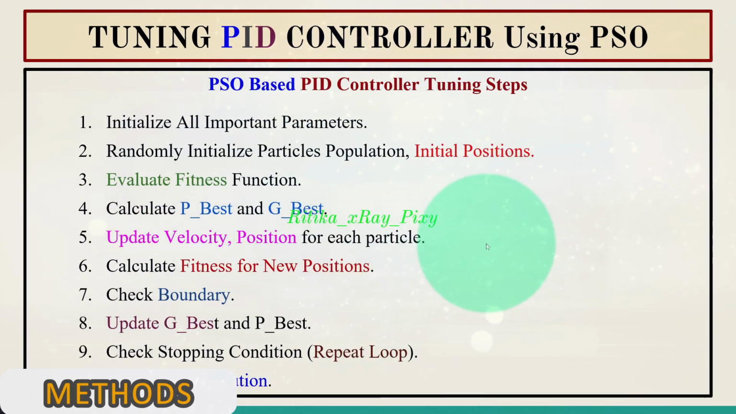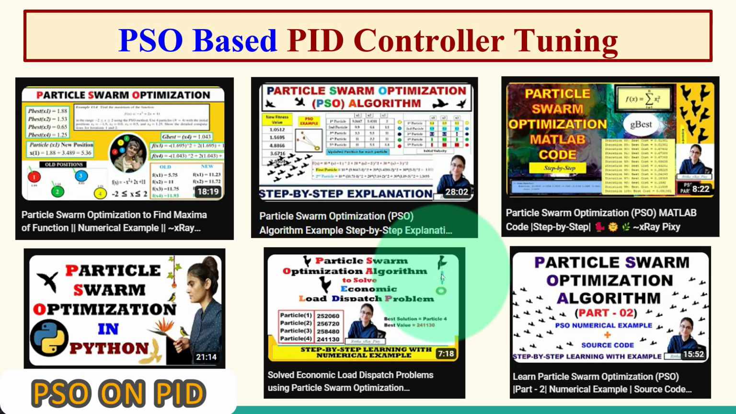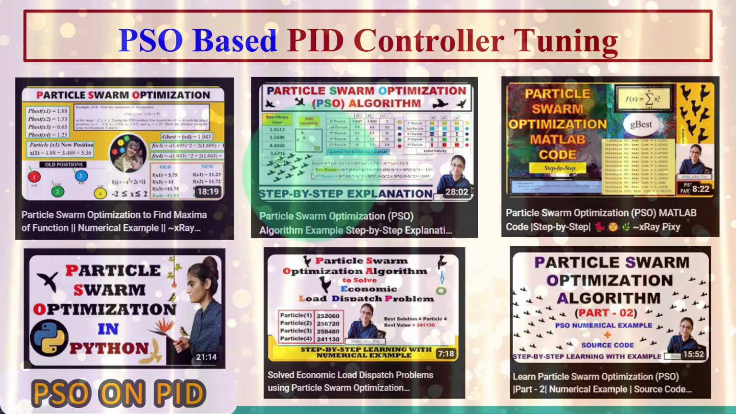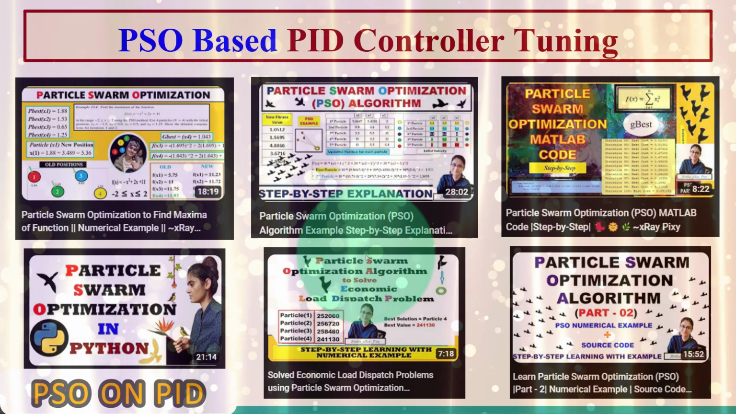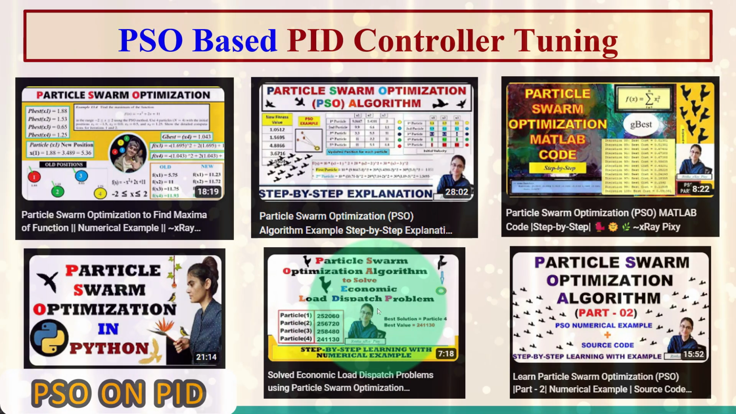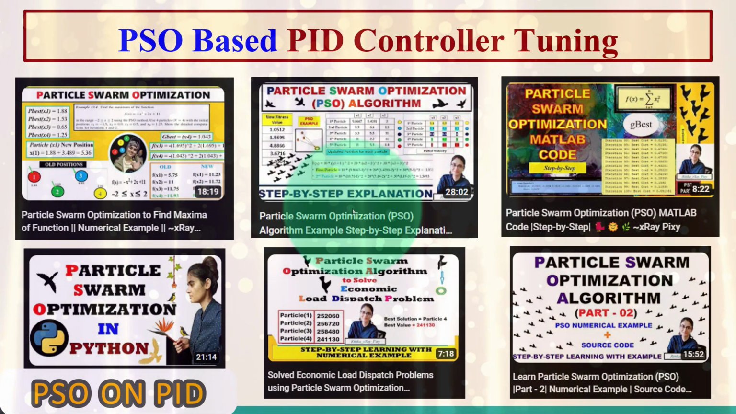Now last we will see the PSO based PID controller, how we can apply the PSO algorithm for PID controller parameter tuning. So first you can see the particle swarm optimization algorithm. We already discussed in different videos what this algorithm is, how it works, its mathematical models, everything in detail. We even did numerical examples, MATLAB code and Python code, and also applied it to the economic load dispatch problem. So what this algorithm is and how it works, its basic details, you can check in previous videos.